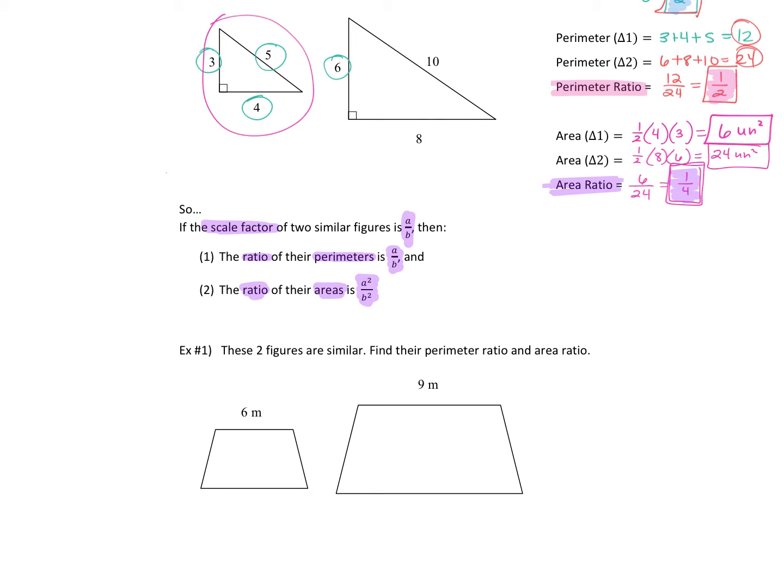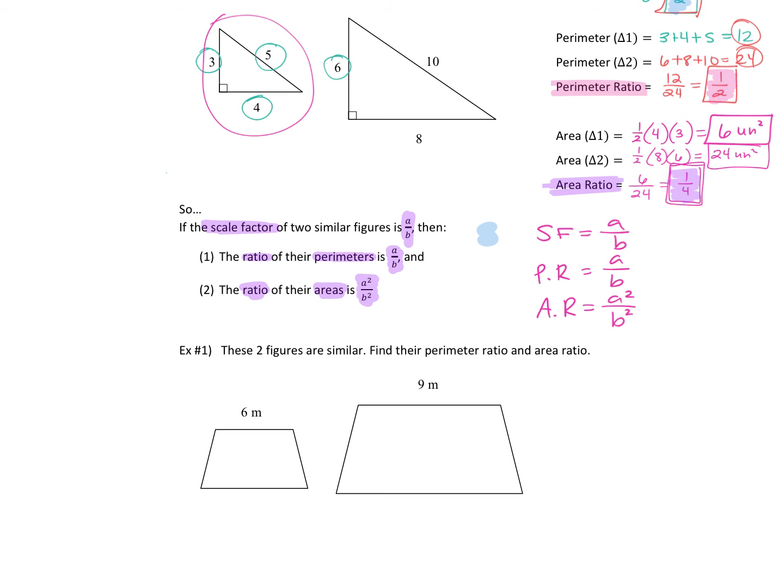Okay, so just keep in mind, this is basically what we're saying. Scale factor, A to B. Perimeter ratio, A to B. Area ratio, A squared to B squared. Okay, those values will always hold steady.